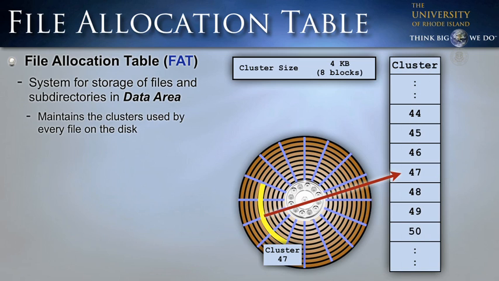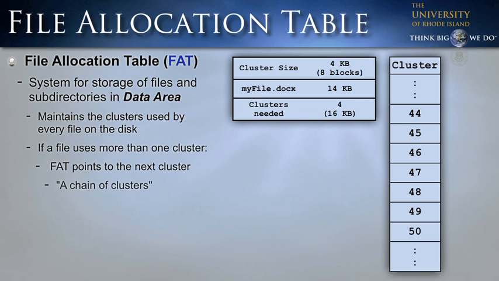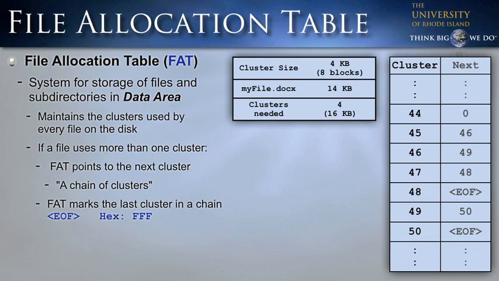The file allocation table will contain an entry for every cluster on the disk. If we have a file that has a size of 14 kilobytes, it'll need a total of 4 clusters or 16 kilobytes of disk space. If a file needs more than one cluster, the FAT creates a chain of references with each cluster entry pointing to the next cluster in the chain. Here you see the second column of the file allocation table that contains that information.